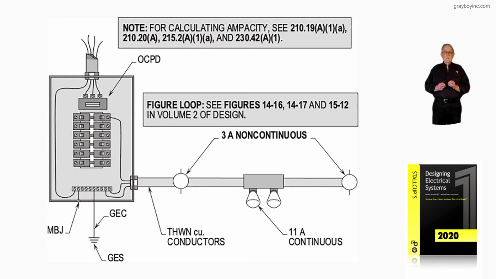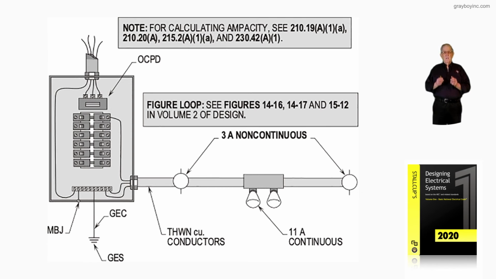Now, the figure note says if you want more information concerning what we're fixing to calculate and look at, see figures 14-16, 14-17, and 15-12 in Volume 2 of Stallcup's Electrical Design Book, if you wanted to get deeper into a variety of calculations from service conductors to feeder conductors and branch circuits as well.